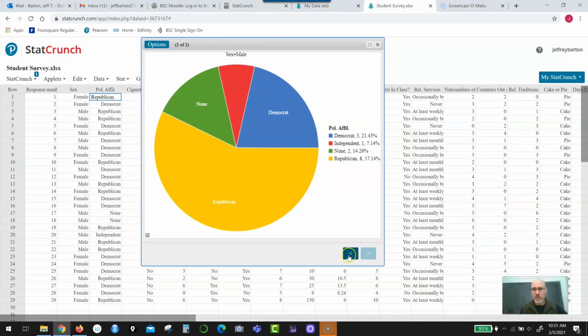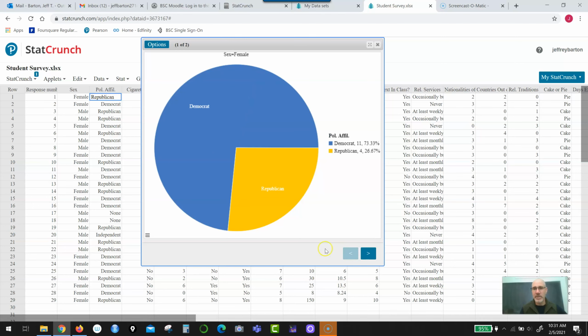So it's a smallish sample. We don't want to get too carried away with making broad generalizations, but it appears that our sample provides some evidence that at least among BSc students, females are more likely to be Democrat than Republican, and more likely than males to be Democrat.